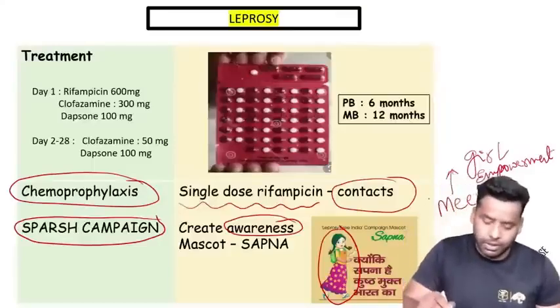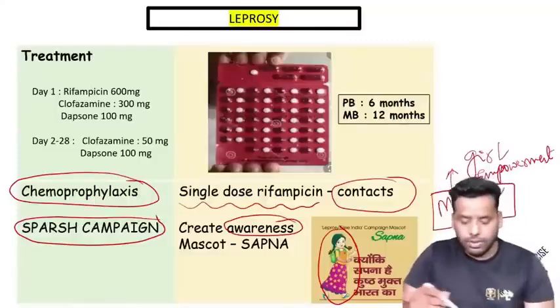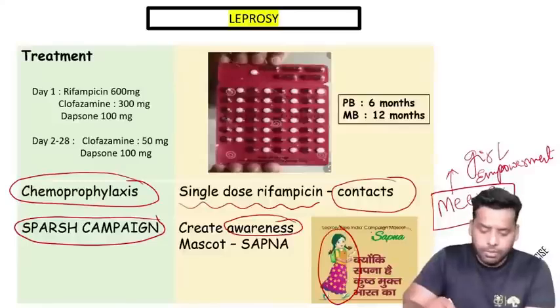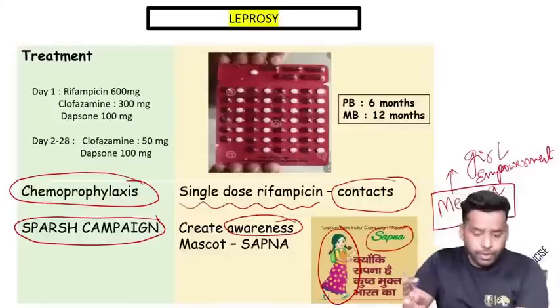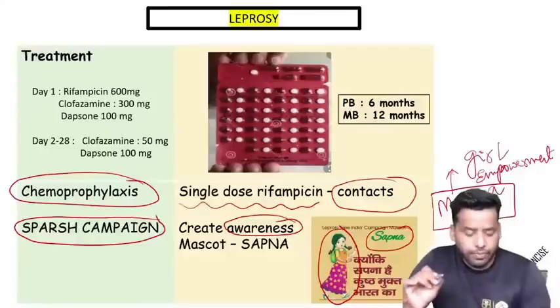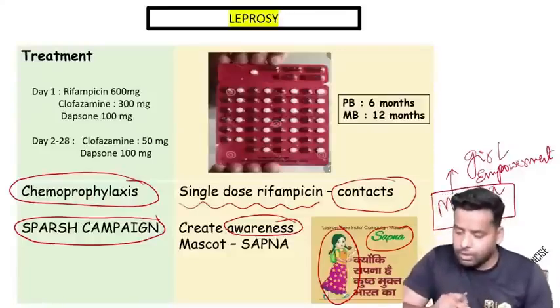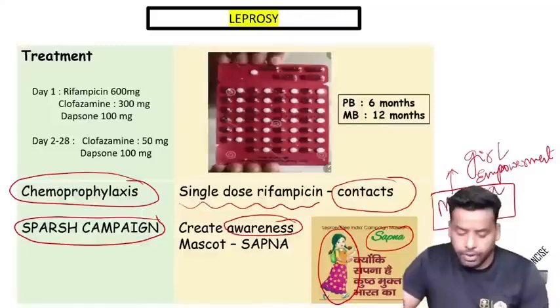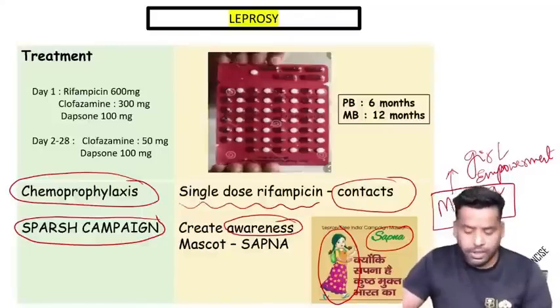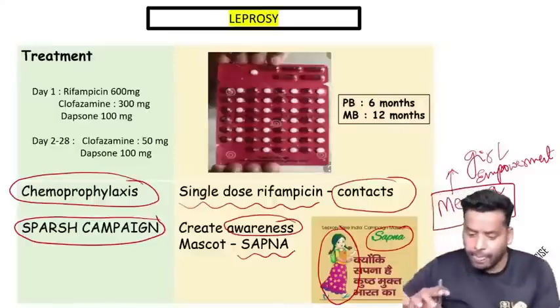That was the concept initially by UNICEF. Girl empowerment. That concept was used and Sapna was made for leprosy. Meena is for girl empowerment. Sapna is for leprosy. Yes, good. Listen to the word. What is the mascot used under Sparsh campaign? Remember this. Sapna. This is regarding leprosy.